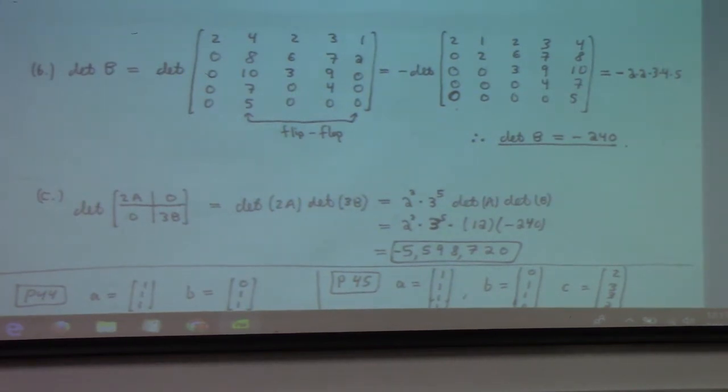What's the reason for putting the negative in? I flipped the second and fifth columns. The reason I did that was to make it into an upper triangular matrix, because then I can just multiply the diagonals.